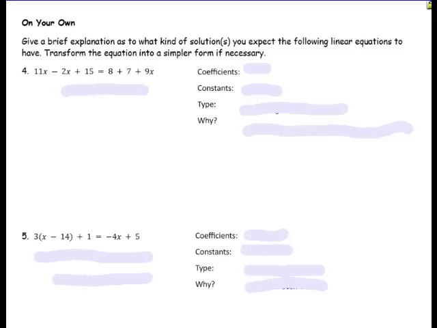So taking a look at the first equation, notice that it is not in simplest form. First, simplify the left side of the equation. Then, simplify the right side of the equation. Then, look at your coefficients to see whether they are the same or different. Then, look at your constants. Are they the same or different? Then, determine what type of solution you will have. Then, explain why it is that type of solution. Pause the video and complete number 4.